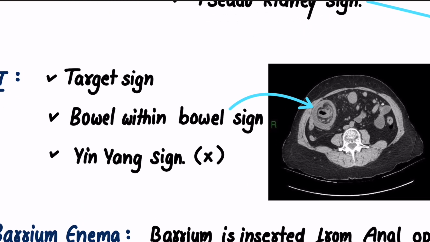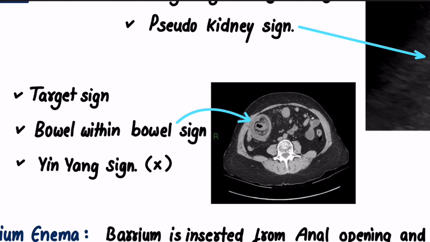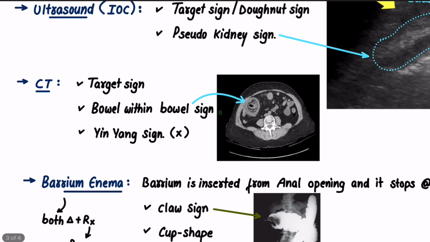On CT, we can see target sign, bowel within bowel. Here you can see somewhere here, this is in part maybe the transition between ascending and transverse colon. You can see bowel within bowel. These are not that important. Ultrasound is important from the clinical point of view, but somewhere it might be used to frame a question. That's why I am describing all these signs that are seen in intussusception.